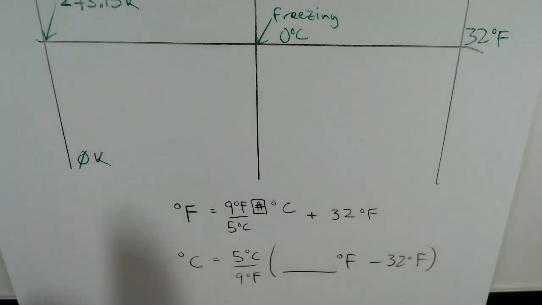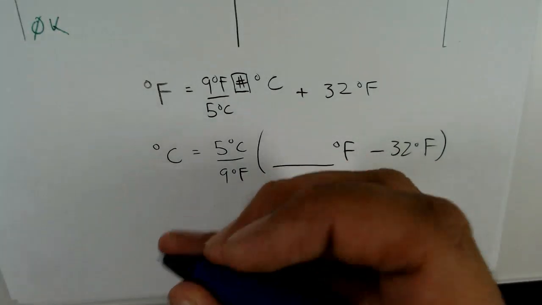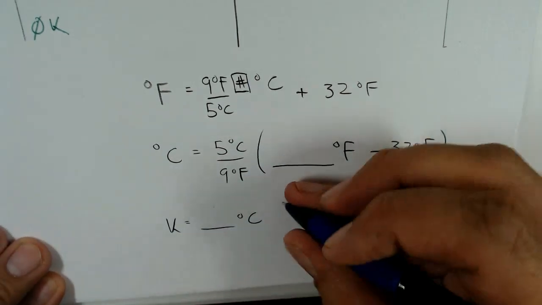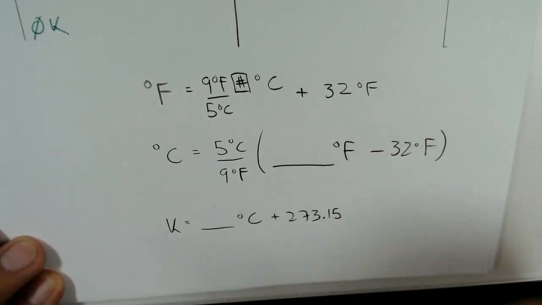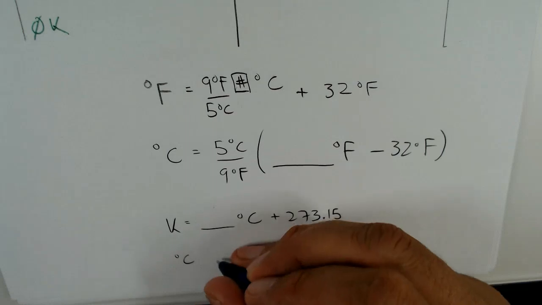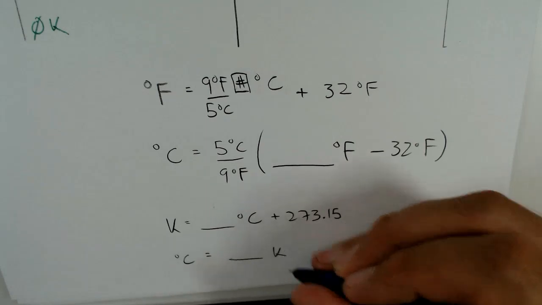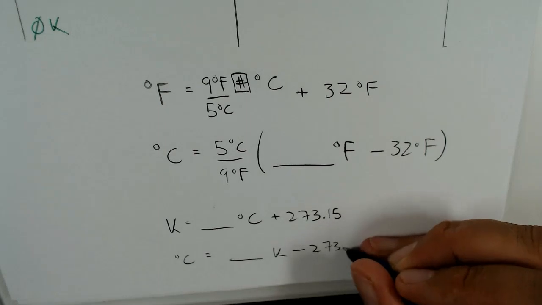For the most part, we're going to work with Celsius in this class, but there is one chapter where we have to work in Kelvin, and that's the gas law chapter. But let's go ahead and get this equation up here. If you want to figure out what Kelvin you have, you take whatever your degree C is and add 273.15. And if you want to figure out what your degree C is, you take whatever your Kelvin is and subtract 273.15.